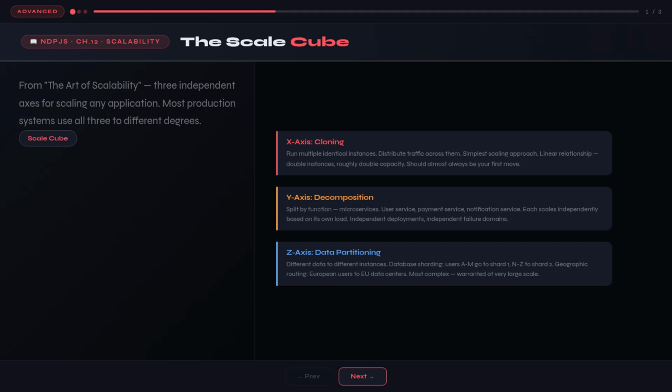The book draws on The Art of Scalability by Abbott and Fisher to introduce what they call the scale cube, a three-dimensional model for thinking about how applications can be scaled. Each axis represents a fundamentally different approach to handling more load.